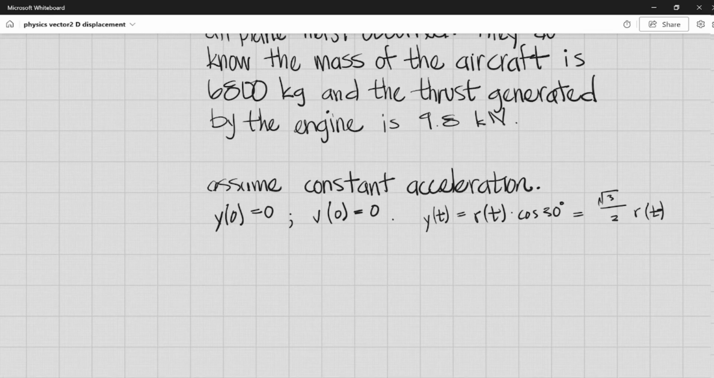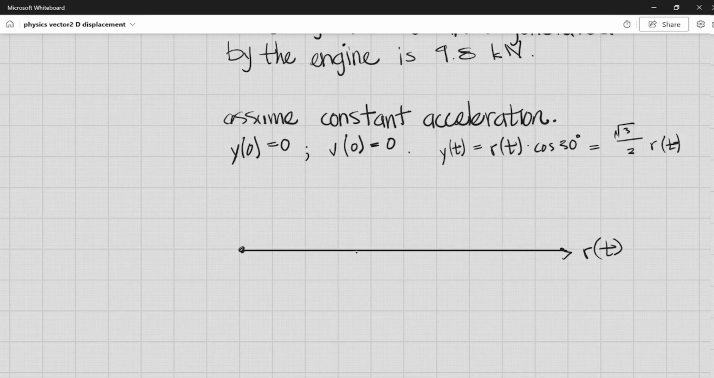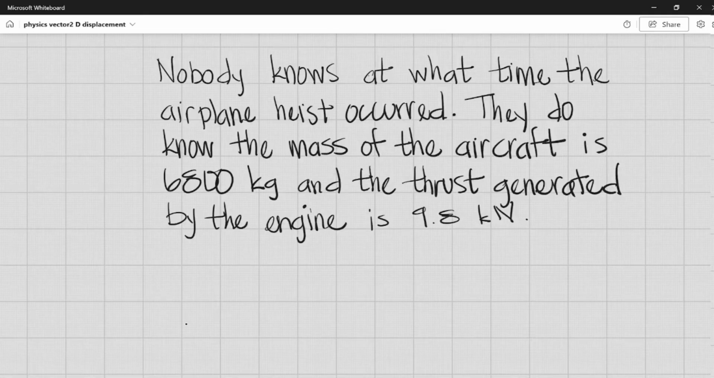We need to calculate the total time. So we know that r of t is the direction of the aircraft path. And if I want to just see the aircraft path in terms of the vector r of t, we have some plane here. And then our initial conditions are this. We know that when the aircraft was sighted, however, the speed of the aircraft was calculated to be 167 meters per second.